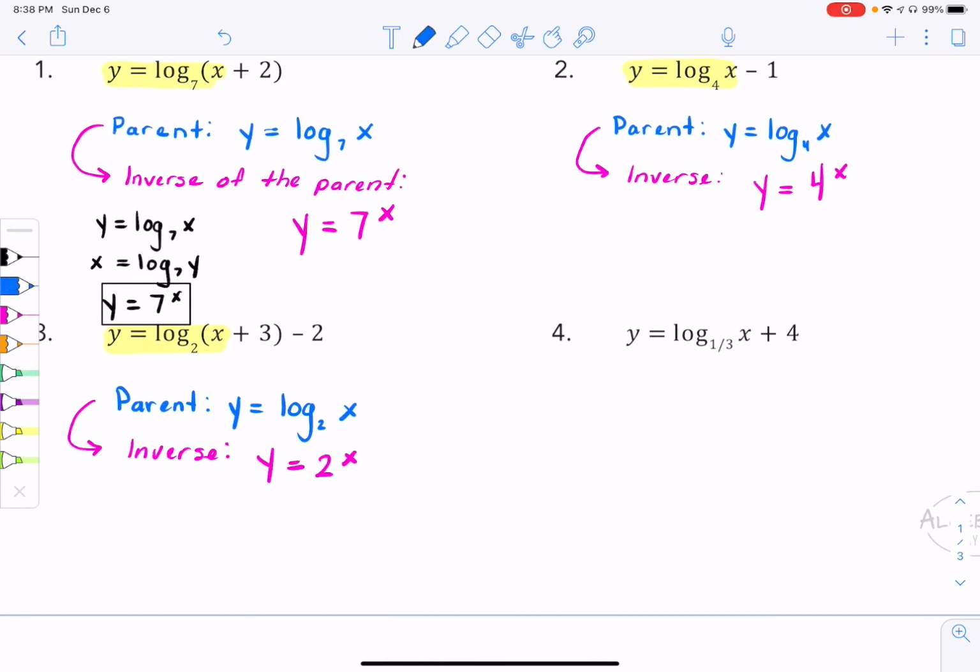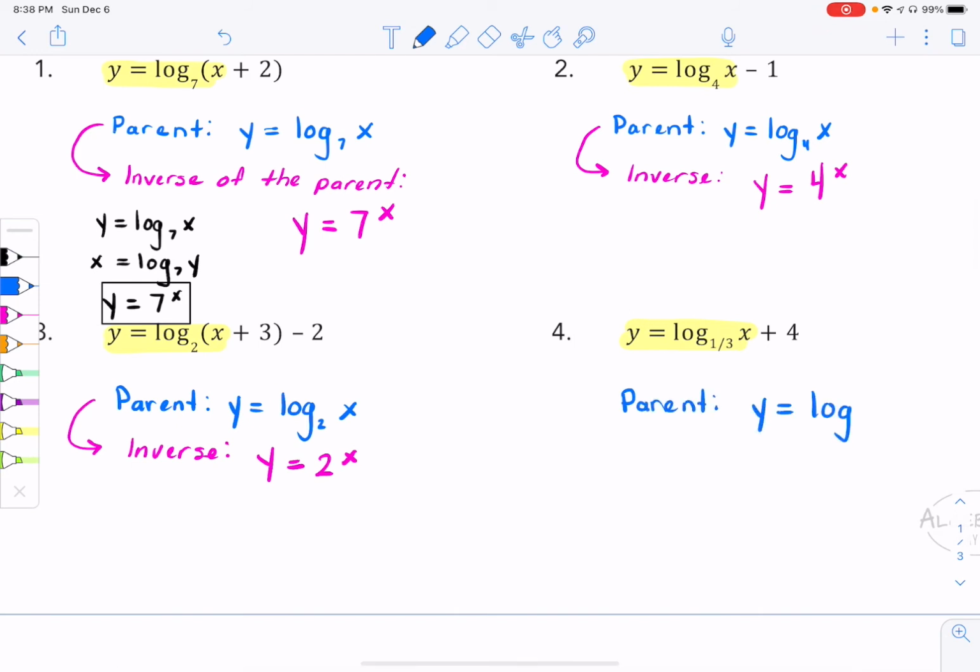Number 4, y is equal to log base 1/3 of x plus 4. The parent is y equals log base 1/3 of x. The inverse is y equals 1/3 to the power of x.